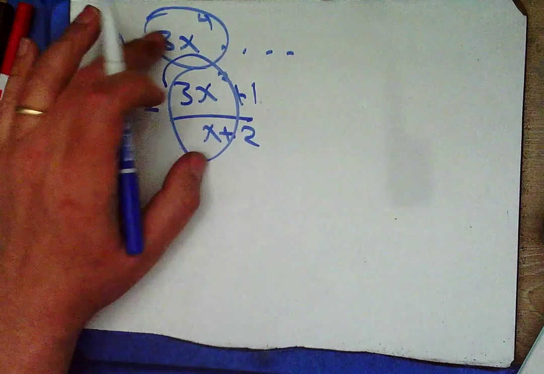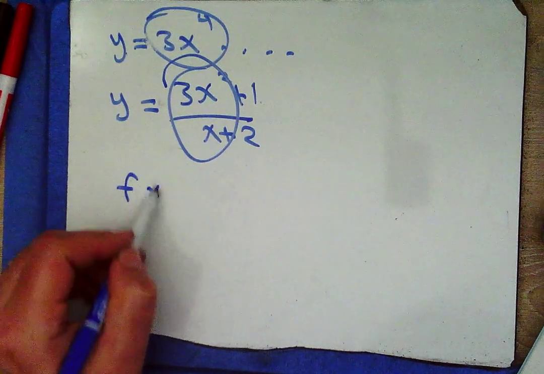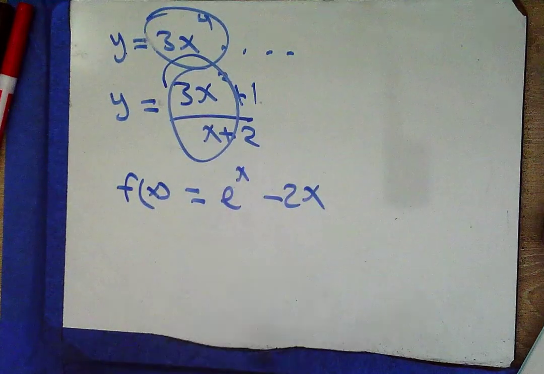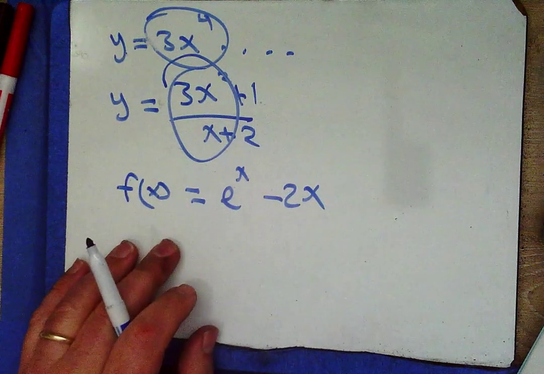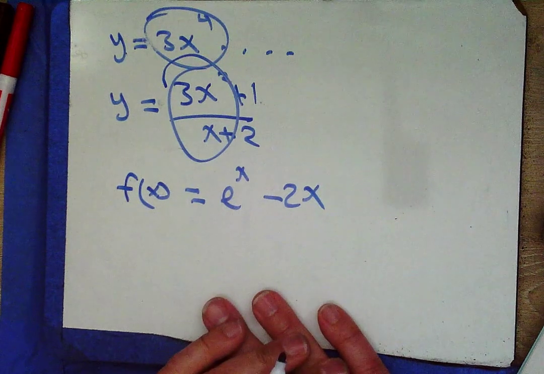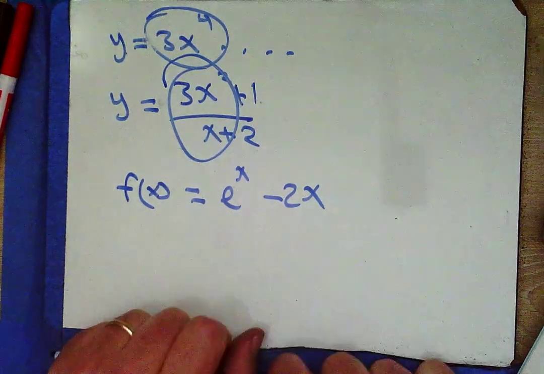I mean, these are so nice and easy. What if I have this function equals e to the x minus 2x? And I want to claim an end behavior model here. Well, I don't know how they play together.